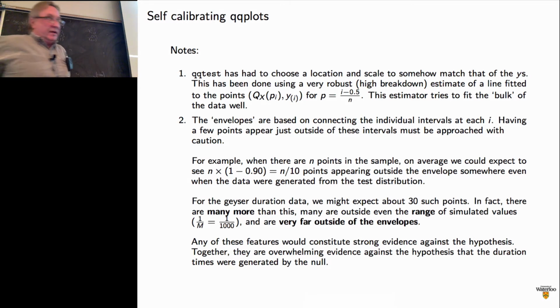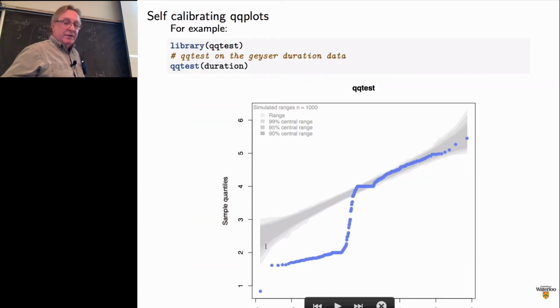The other thing you need to know is that QQTest is building these intervals based on the smallest values here. So this is the central 90% for the smallest one, the central 90% for the second smallest one, etc. But we're connecting the dots here.